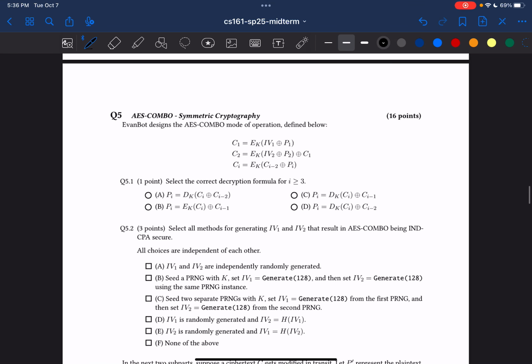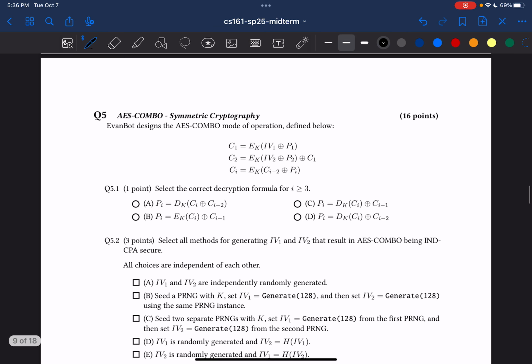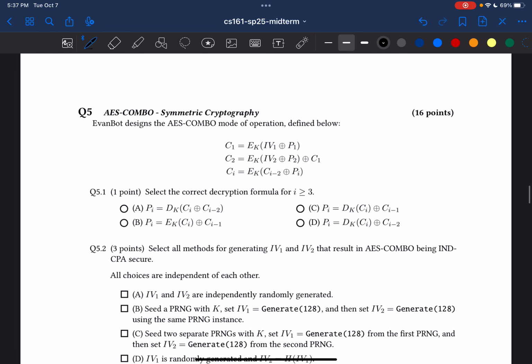This is question 5 of the spring 2025 midterm. So here we have a cryptography question. We have a few formulas describing an encryption scheme called AES combo, and they're defined here. And the first part is to select the correct encryption formula for i greater than or equal to 3.